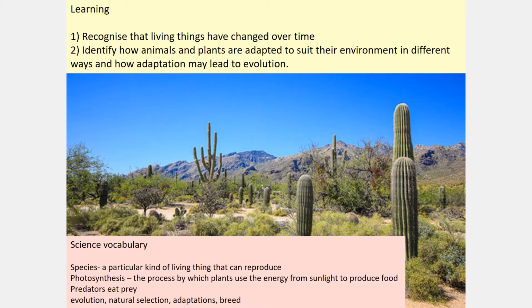Some of the words you'll need to understand are species, a particular kind of living thing that can reproduce, and remember photosynthesis, the process by which plants use the energy from the sunlight to produce food. And remember, predators eat prey. Other words such as evolution, natural selection, adaptations, and breed will be covered in this video.